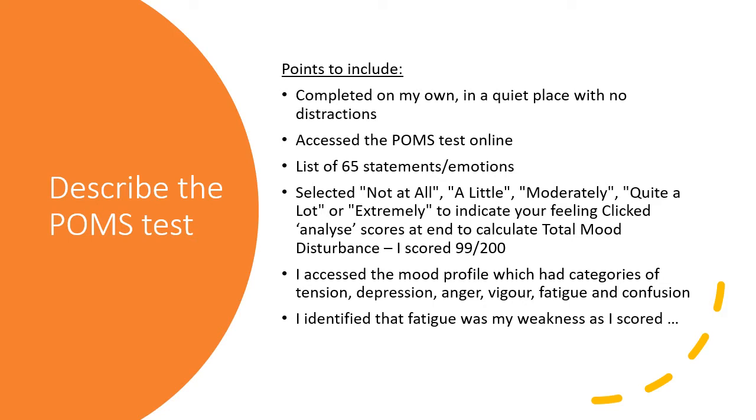So there was a list of 65 statements or emotions. You had the option to select between not at all, a little, moderately, quite a lot, or extremely to indicate your feeling. You then clicked Analyse, your scores were calculated to get your total mood disturbance score, and you could then indicate what your score was. So for example, I scored 99 out of 200. I then accessed the mood profile, and you can highlight the categories of the mood profile to help you access marks there. And then at the end, it's a good idea to identify what your strength was from this and what your area for development was.